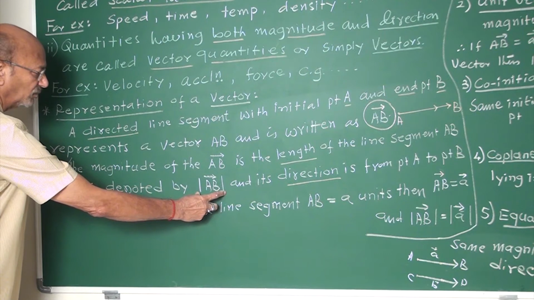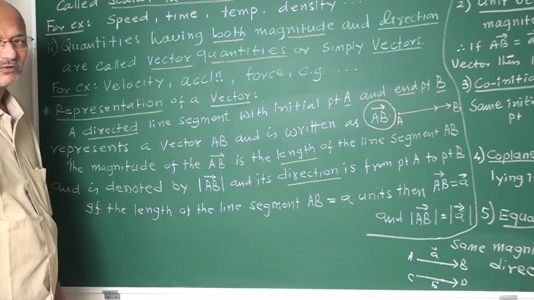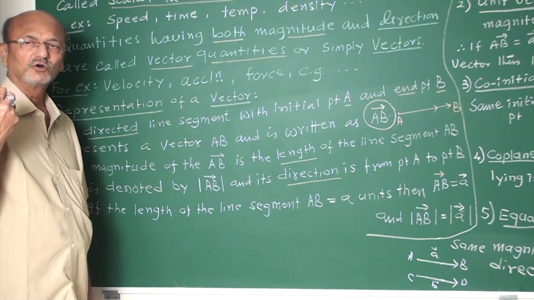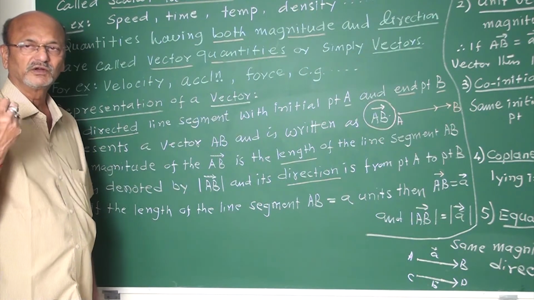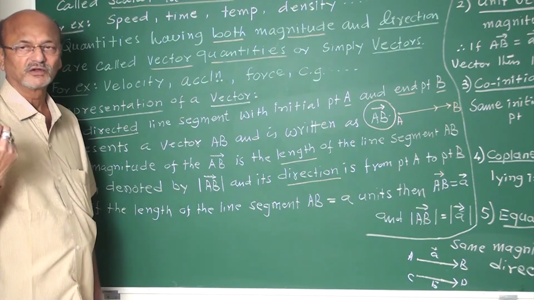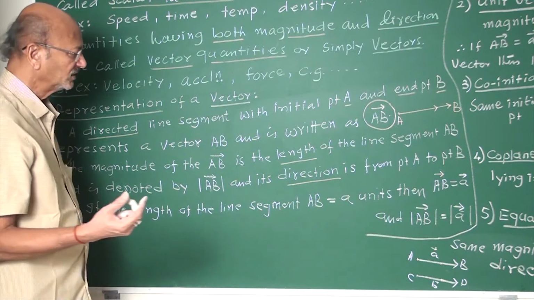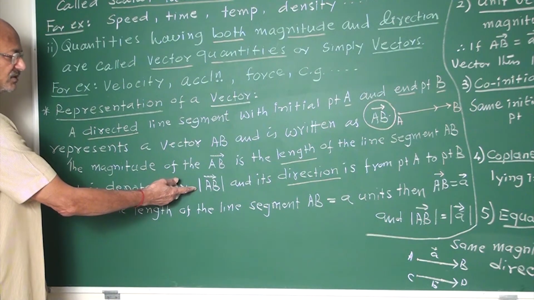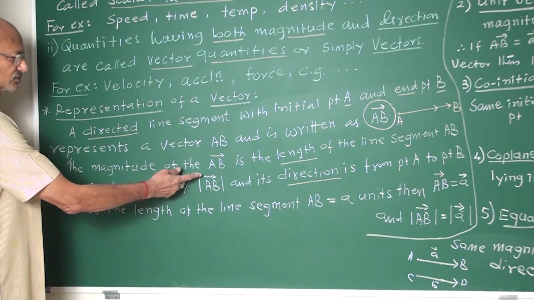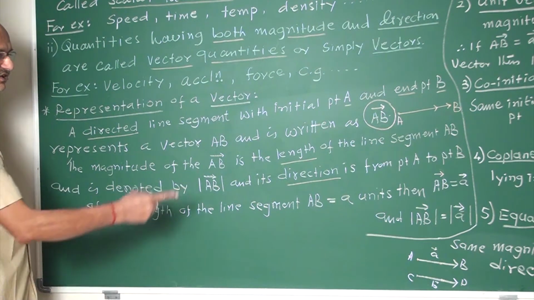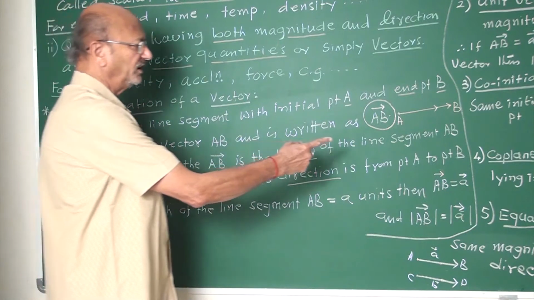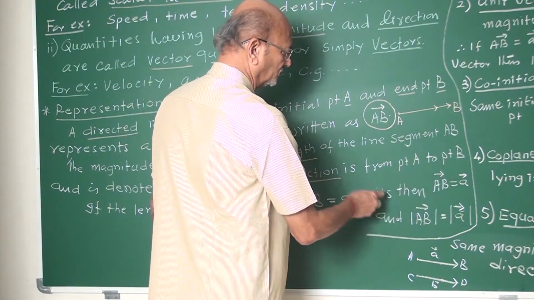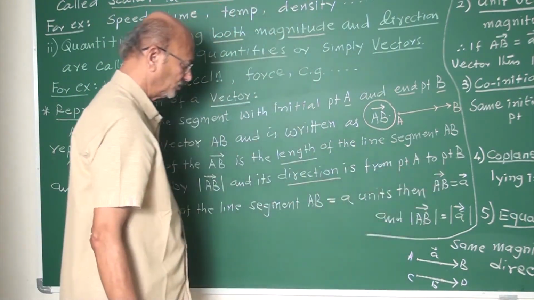Modulus. Modulus means what? It is absolute value. Even the modulus of a positive number is positive, even the modulus of a negative number is also what, my friends? Positive. Therefore, the magnitude of the vector AB we write symbolically as modulus of AB. And its direction is from point A to B.